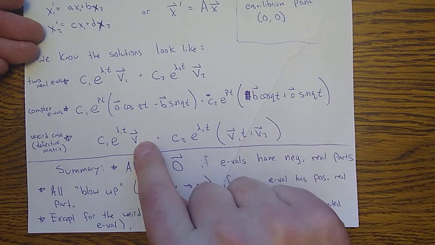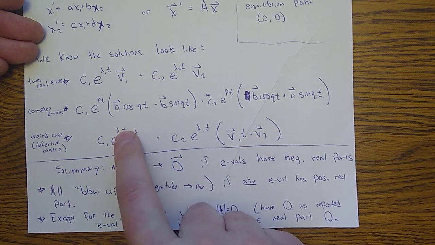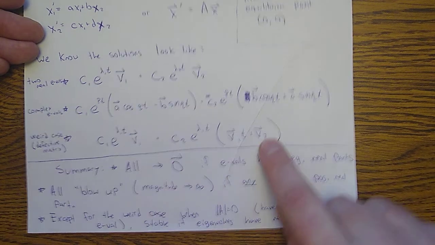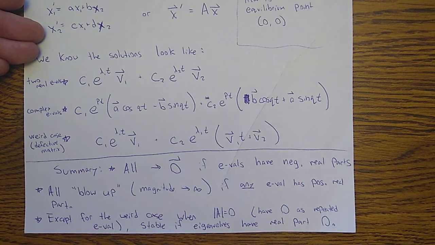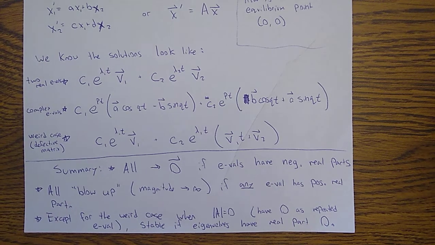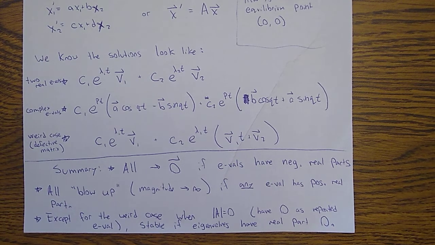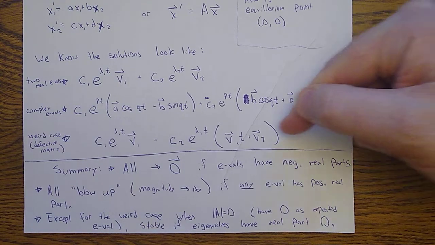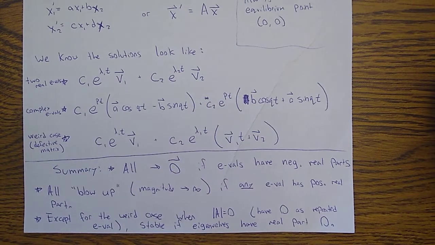For this one, v1 is an eigenvector corresponding to the eigenvalue lambda 1. v2 is not an eigenvector. v2 is this vector that was the result of this funny thing we were doing in 7.6. If you don't remember, you can review 7.6. But v2 is this other vector that we came up with, and the solution took this form.